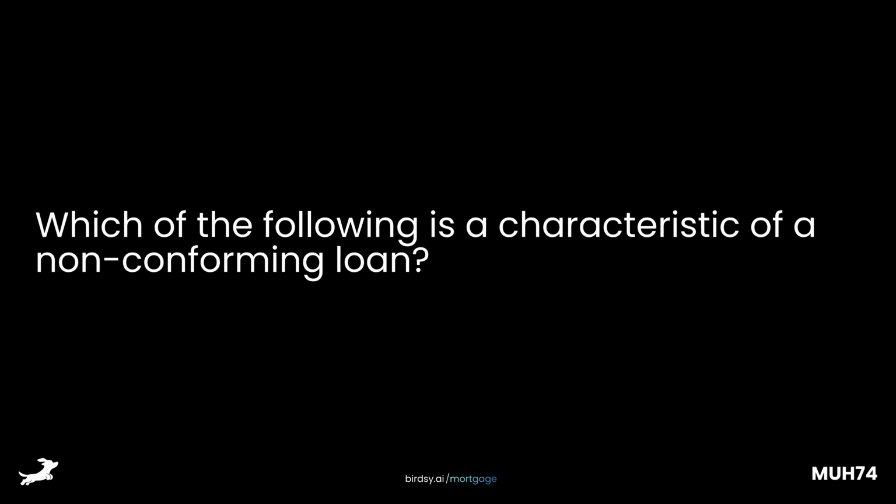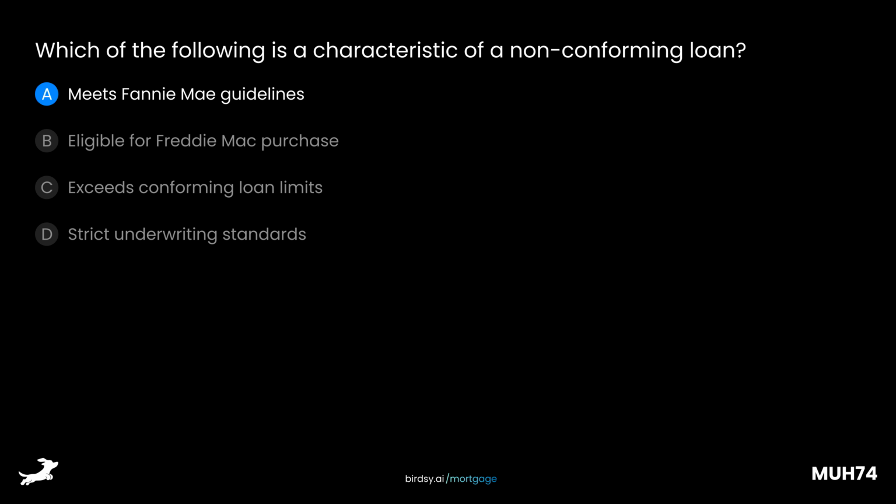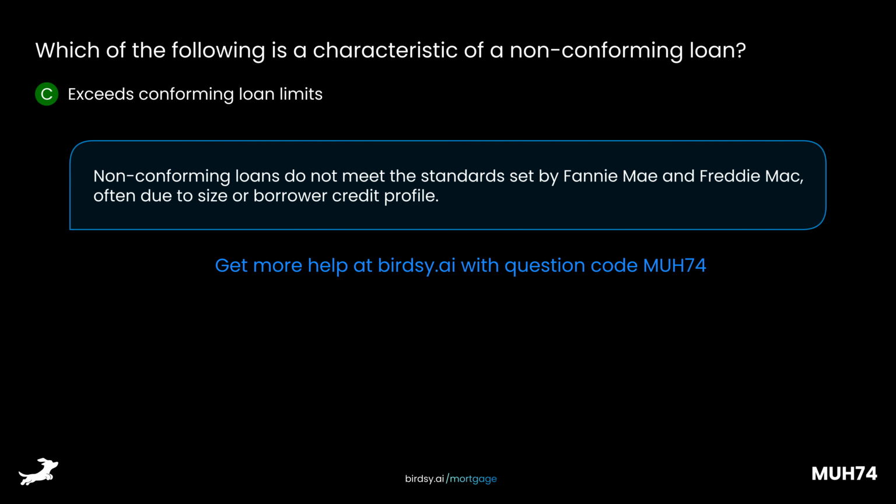Which of the following is a characteristic of a non-conforming loan? Is it A, meets Fannie Mae guidelines, B, eligible for Freddie Mac purchase, C, exceeds conforming loan limits, or D, strict underwriting standards? The answer is C, exceeds conforming loan limits. Non-conforming loans do not meet the standards set by Fannie Mae and Freddie Mac, often due to size or borrower credit profile.